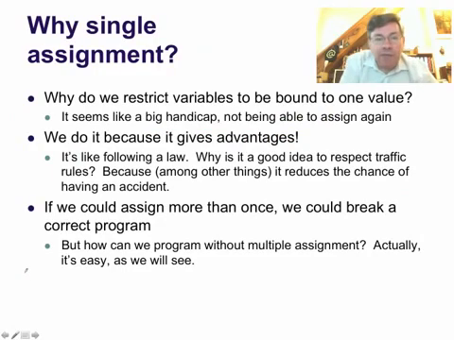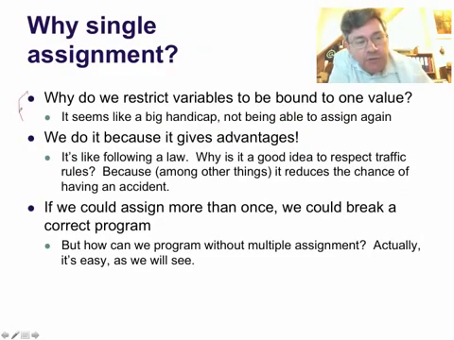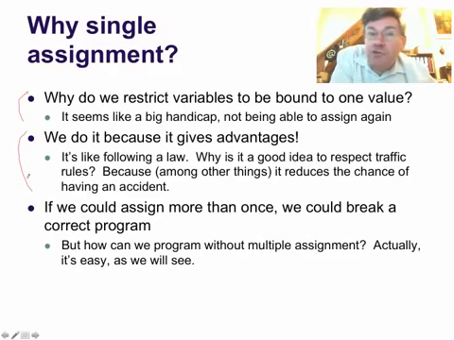So why do we have this restriction? Why do we restrict variables to be bound to just one value? It seems like a big handicap not being able to assign a variable to another value. Well, we're not doing it because we want to shoot ourselves in the foot. We're doing it because there's advantages to doing that.